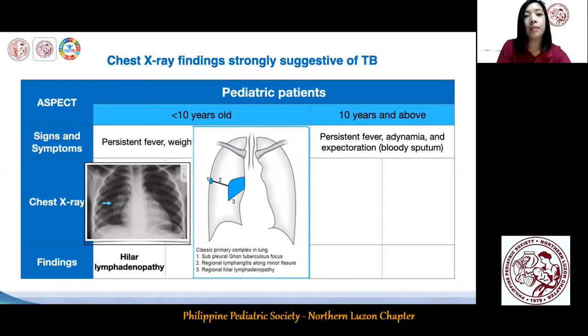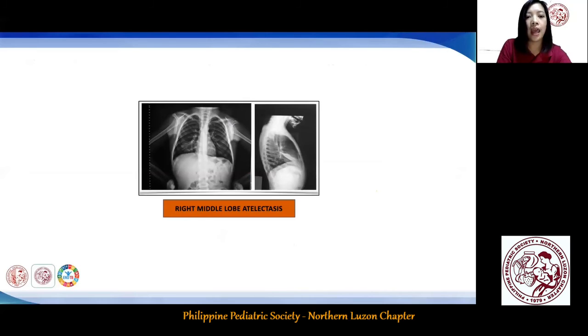And you only label this X-ray as primary complex if these three are present. Okay. This large lymph node can even compress your airways, such as your bronchus, and that will lead to your atelectasis. The most common site is actually your right middle lobe, which you can see here better on your lateral view as a wedge-shaped triangular opacity. There it is, wedge-shaped triangular opacity on the area of your right middle lobe.